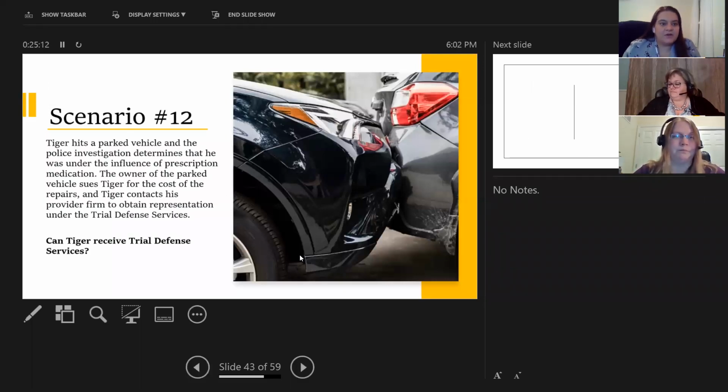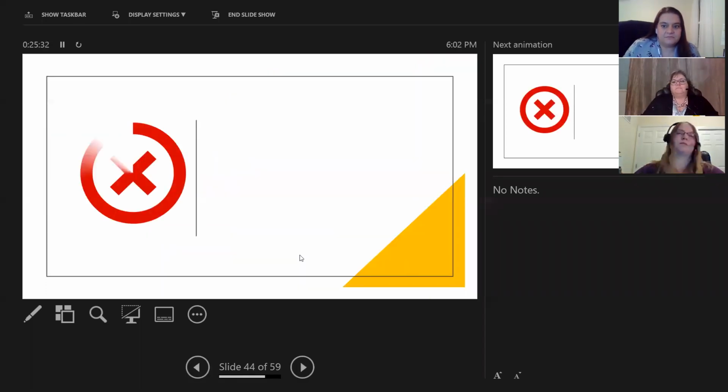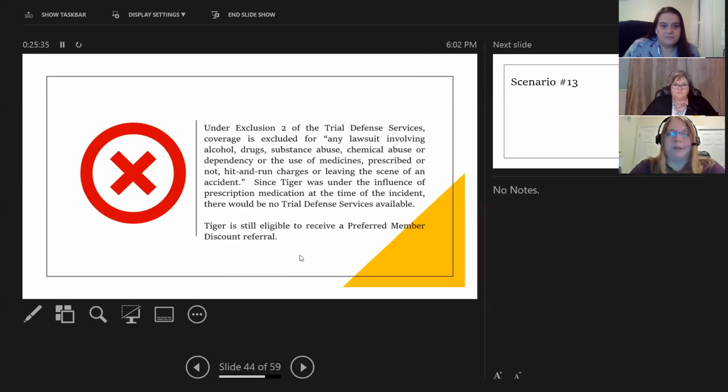Tiger hits a parked vehicle, and the police investigation determines that he was under the influence of prescription medication. The owner of the parked vehicle sues Tiger for the cost of the repairs. Tiger has contacted his provider firm to obtain representation under the trial defense services. Can he get benefits? The answer here would be no.